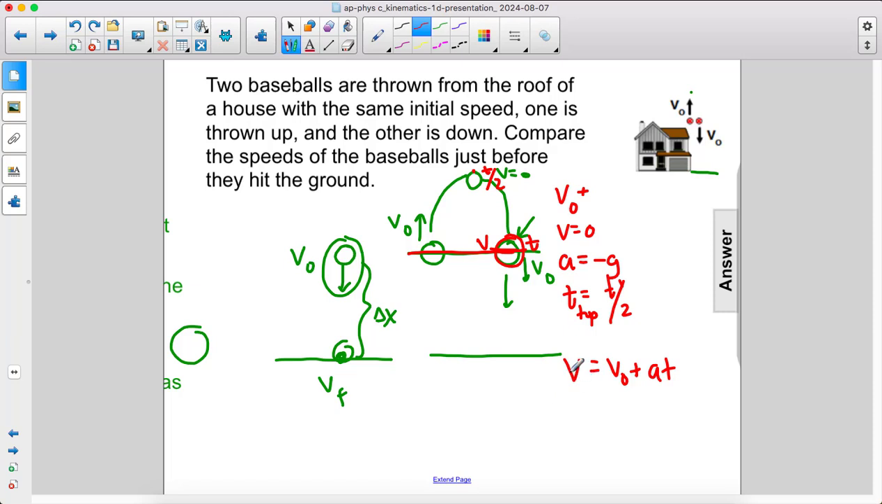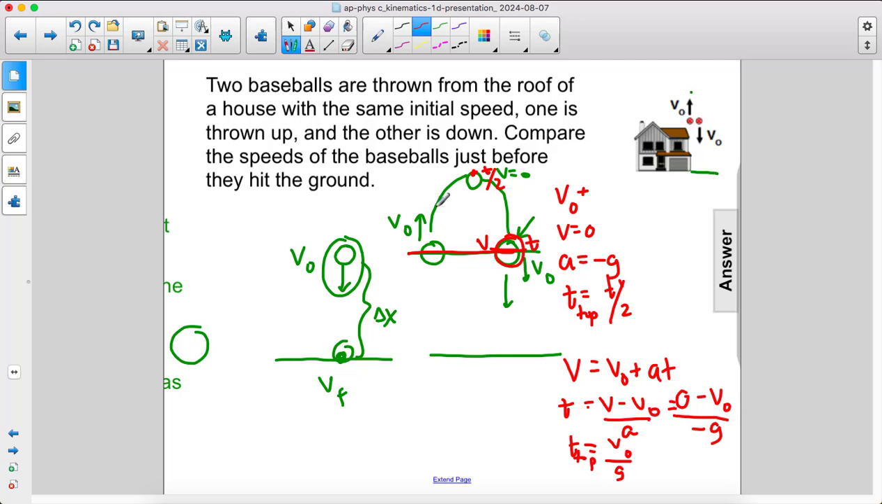So we want to know how long does it take to get to the top first. So that's what we're going to set up. We're going to solve this for t. So we're going to subtract v naught to the other side, divide by a. Now we know that the final velocity is 0 at the top. We know the initial velocity is v naught. The acceleration is negative g. So we can see that the time it takes to get to the very top is v naught over g. Okay? So therefore that's the time to the top.